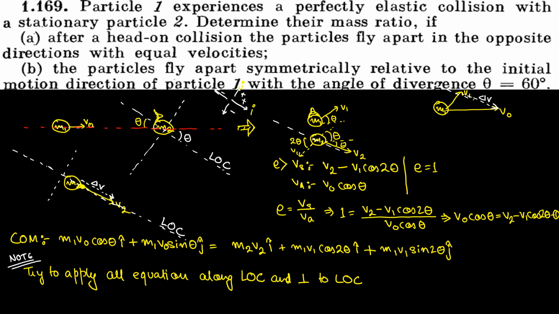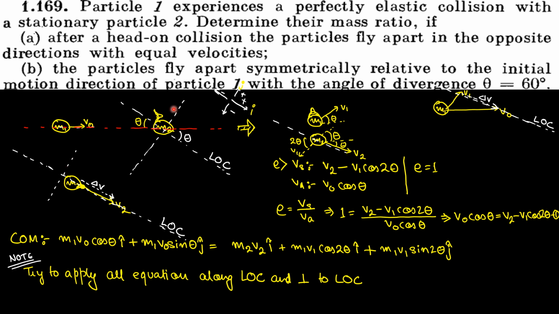So our line of collision would be the same line. This would be the LOC. See, this line and this line are nothing but the same line. So it doesn't matter which particle you take, the line of collision for both the particles will be the same.